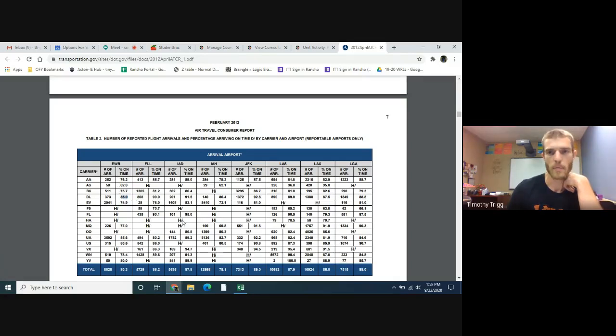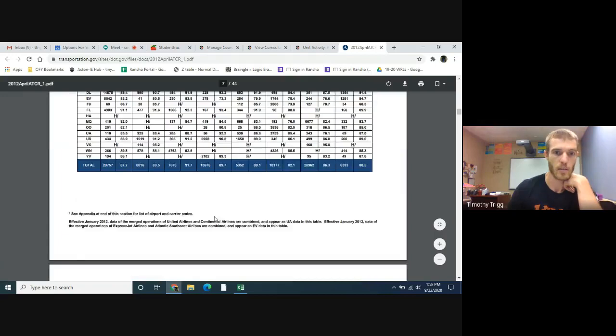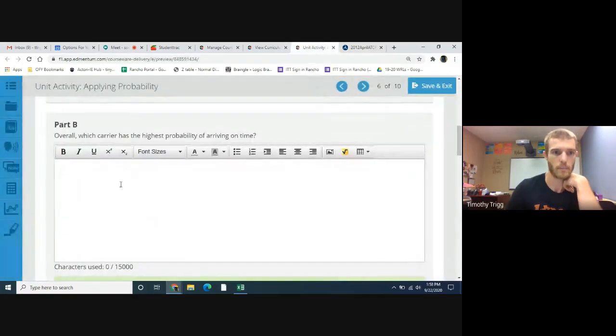For this city, United Airlines has the greatest probability of arriving on time. But what's the probability for that carrier for all cities? If we wanted to look at American Airlines, what's the probability of American Airlines arriving on time? You'd have to look at all the cities and combine that information. It wouldn't be impossible, but it would take a long time. So which carrier has the highest probability of arriving on time?